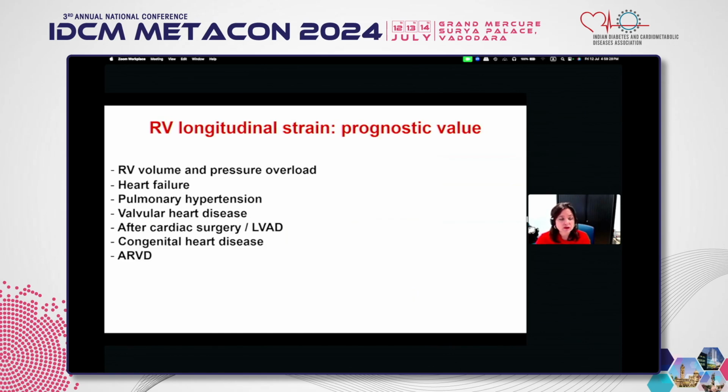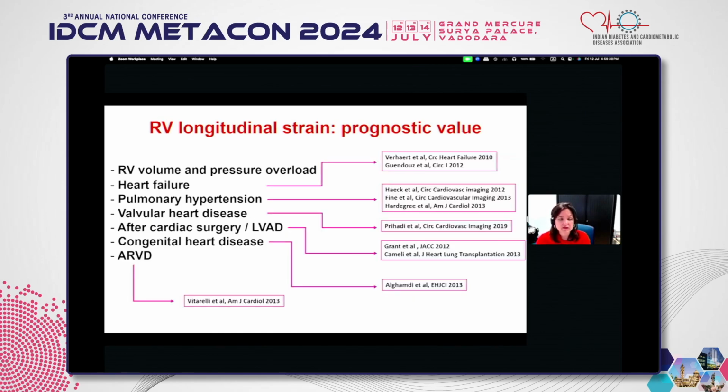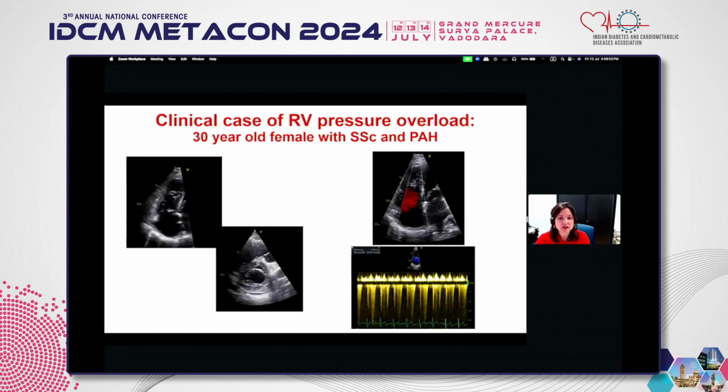So again, also in this case, this strain value has been applied in a lot of different patient settings, patients where there was RV volume and pressure overload, heart failure, pulmonary blood pressure, valvular disease, congenital heart disease. So of course, it's a very huge group of patients where you could use it for assessing RV function better. Here, just to be limited, I give you just a few examples.